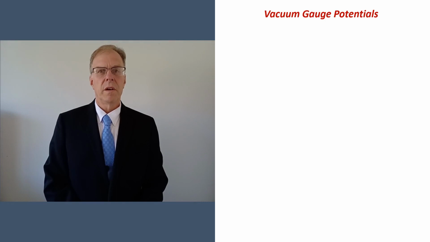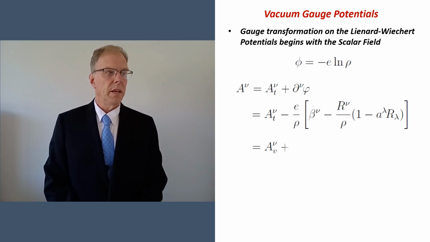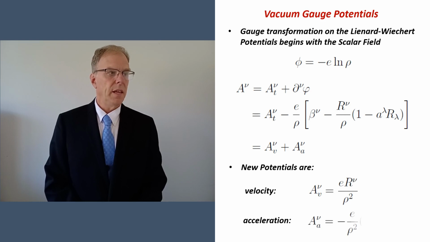Next, we perform a very special gauge transformation by introducing the scalar field phi equal to minus e log rho. The four-gradient of this function eliminates the Liénard-Wiechert potentials and introduces two new potentials, which we write as A sub v and A sub a. The form of these potentials is shown here, where R nu is the null vector from the retarded position of the charge to the point where the fields are evaluated.